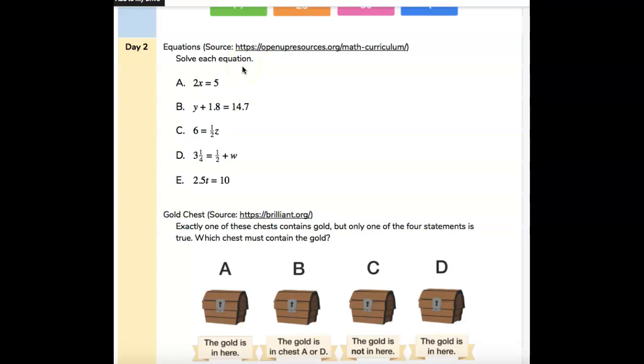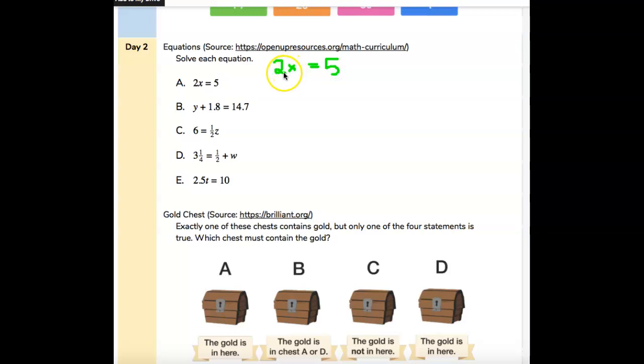So let's take a look at these equations. And we have to solve for these variables. Remember, the variable is the letter that's in here. So all the letters we have to solve for, okay? So I'm going to do an example with you. So let's take a look at 2x equals 5. So we're going to write 2x equals 5, and we have to solve for x.